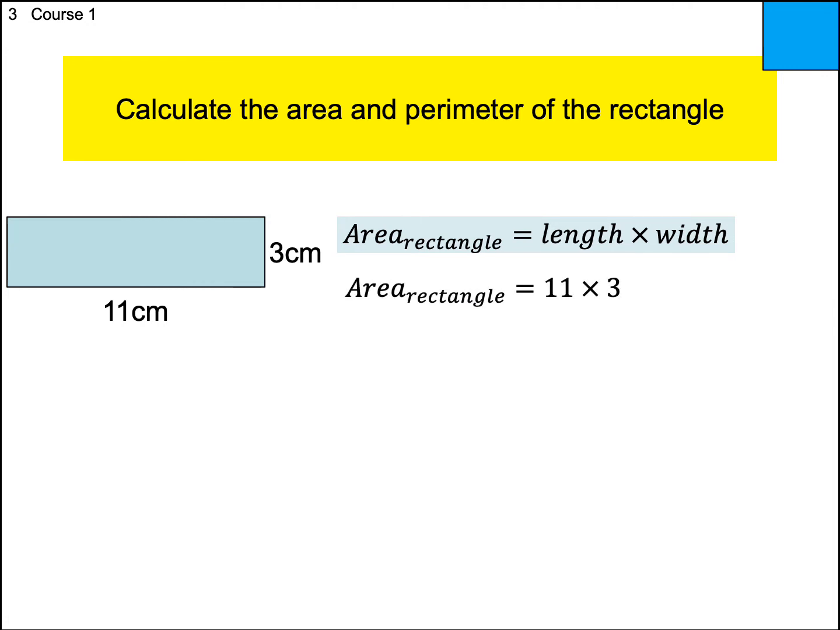11 times 3 is 33. We attach our units, centimeters, and remember, since we're calculating area, centimeters squared. Cool? Got it?